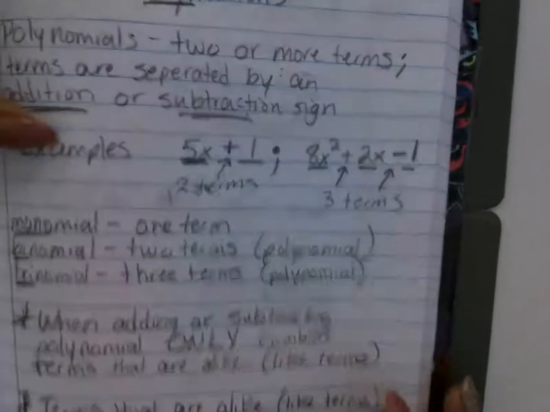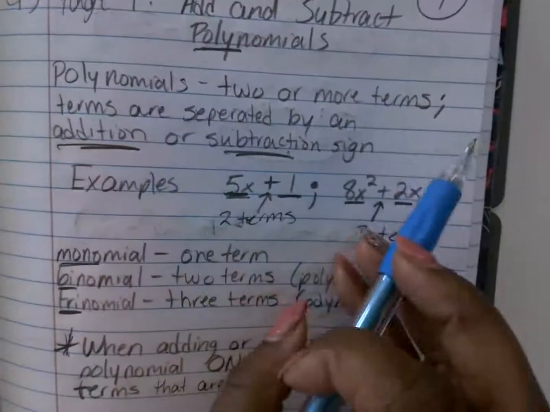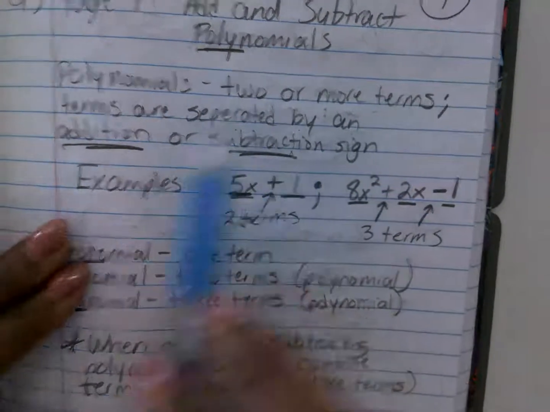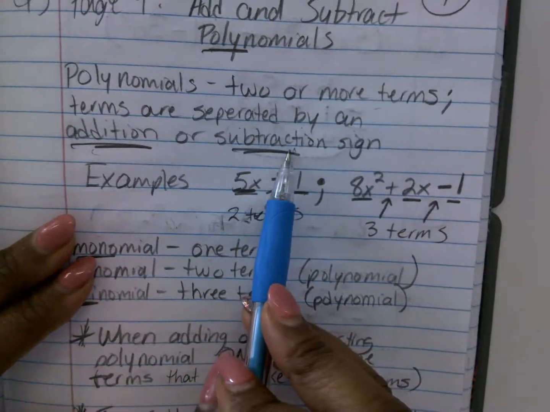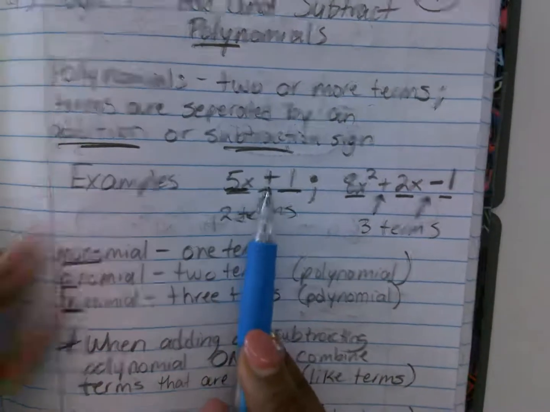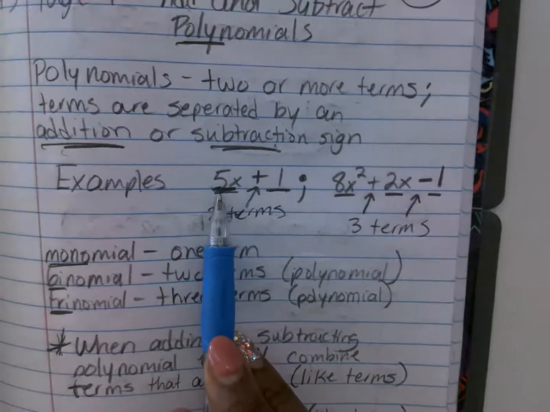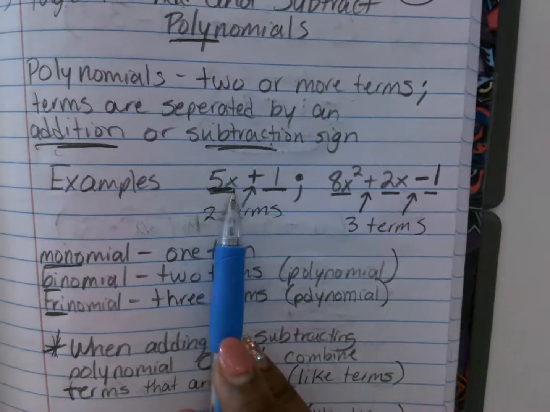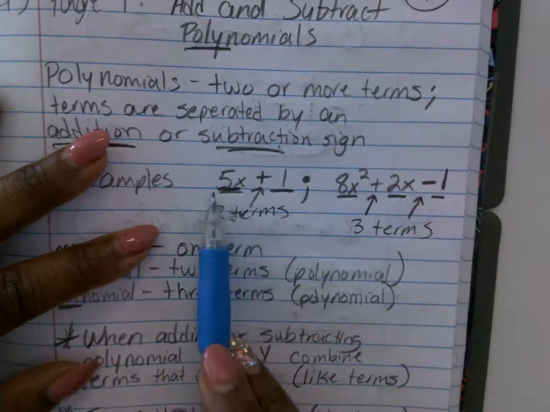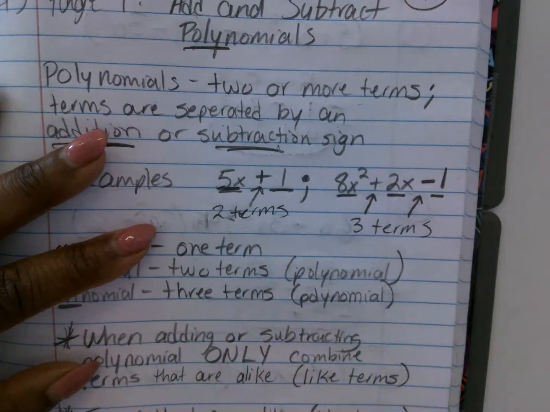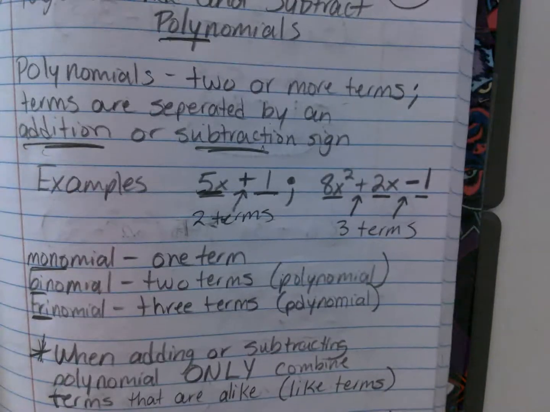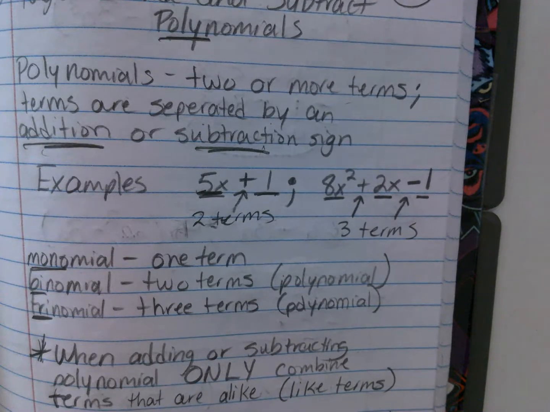We've already talked about polynomials. I gave you some very basic definitions. Polynomials are where you have two or more terms. The terms are separated by an addition or subtraction sign, okay? These are terms. Multiplication is not considered a term by itself. So this 5x, even though 5 and x are being multiplied, combined makes one term, not two terms. The only thing that separates a term is either an addition sign or a subtraction sign. Multiplication and division do not separate terms. Any questions?